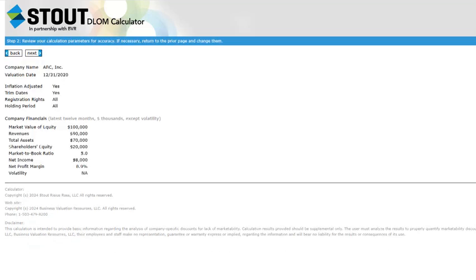On the next page, you may review your selections and values you entered. You may select Back to return to the Inputs page and make modifications, or select Next to advance.